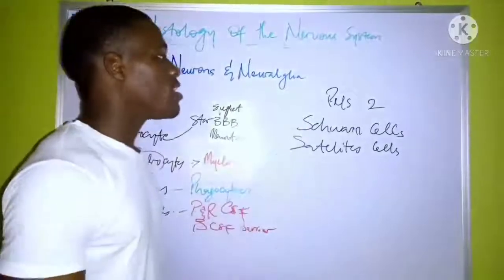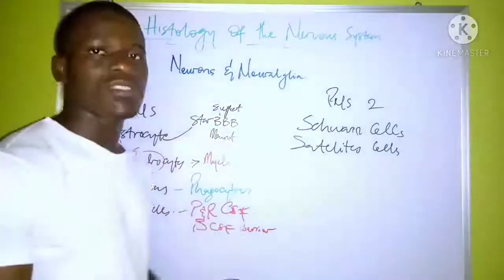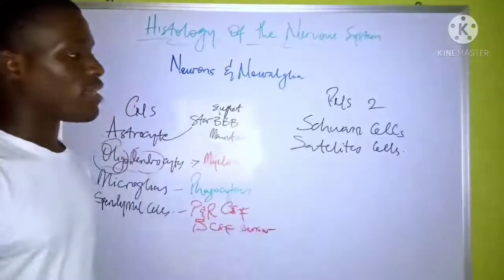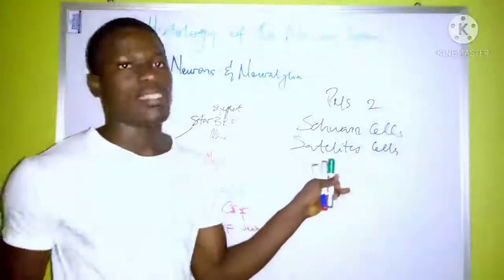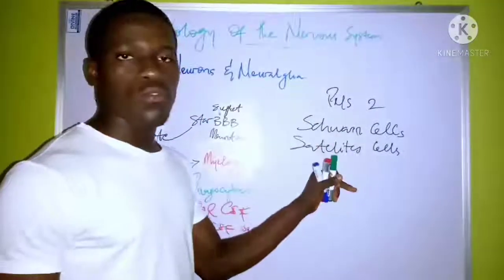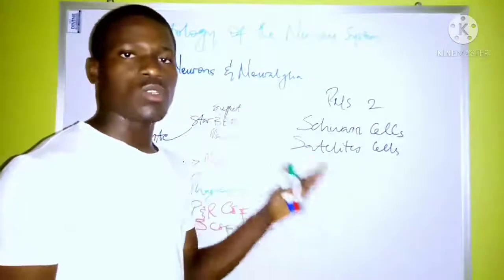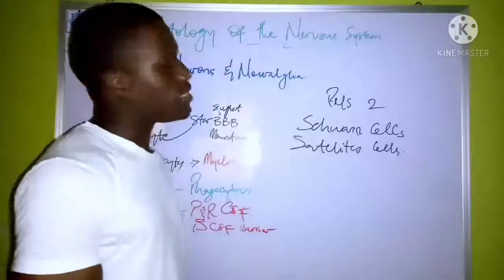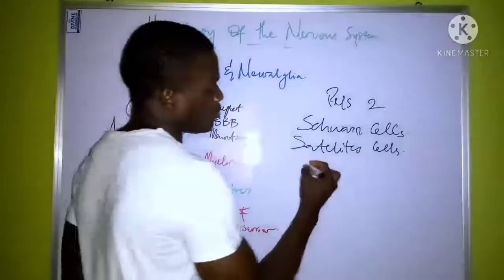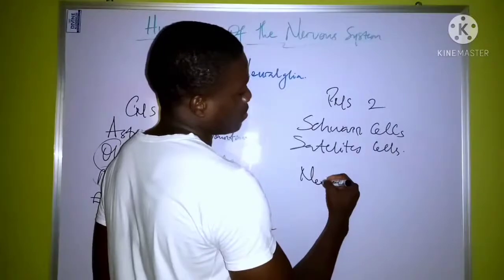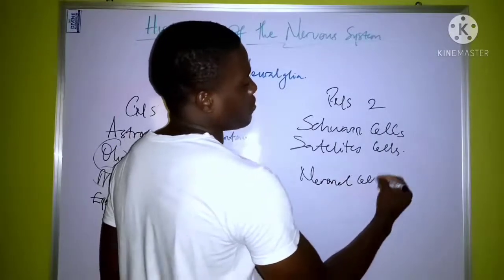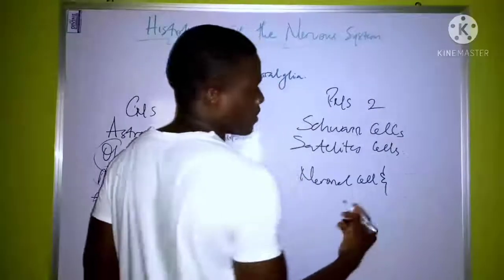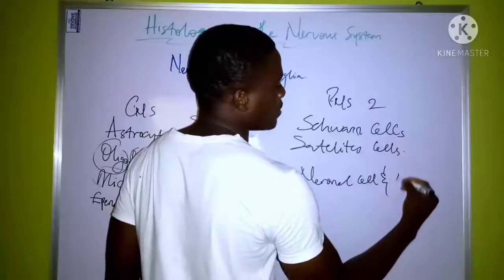While the satellite cells are similar to the astrocytes in function. Remember, the astrocyte and satellite cell are similar in function. That is, they are responsible for providing support to the neurons of the peripheral nervous system, while they also regulate the movement of materials between the neuronal cell body and interstitial cells. That is, they regulate movement between the cytoplasm of the cell body and interstitial fluid.